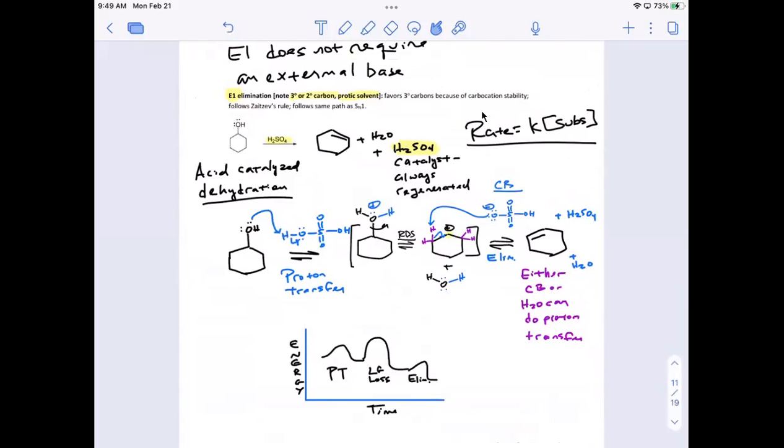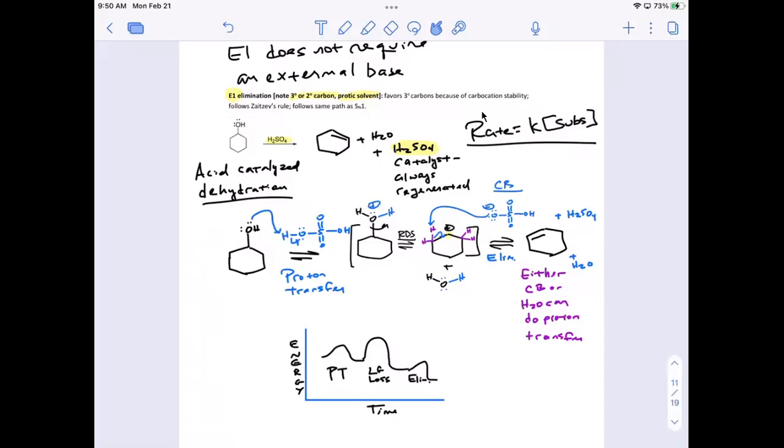Now, if one of those alpha carbons was substituted with a methyl group, then yes, that product would predominate because it still follows Zaitsev's rule. But since it is unsubstituted and symmetrical, it doesn't matter which side you pick. I just picked that side because it will be easier to put the arrows in over there. Thank you. Yeah, great question. Any other questions?